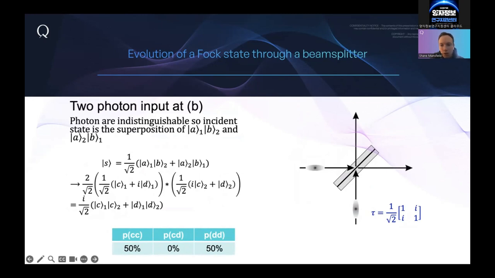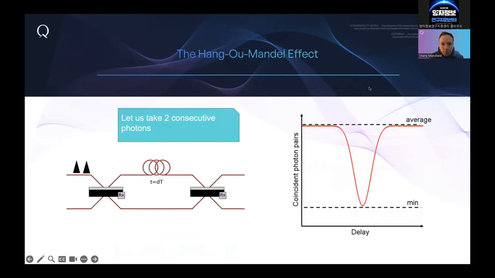So this phenomenon is what's called the Hong-Ou-Mandel effect. When we put two photons incident in different channels on a beam splitter, we have this interference phenomenon, which doesn't allow you to get both photons emerging in different modes, just because of this cancellation that we get for indistinguishable bosons.